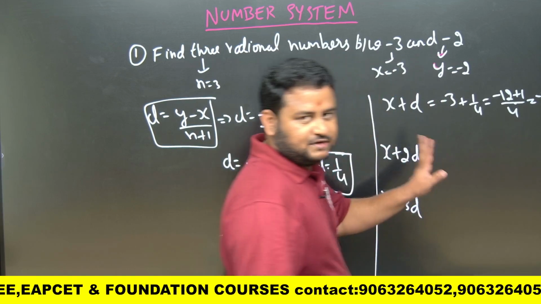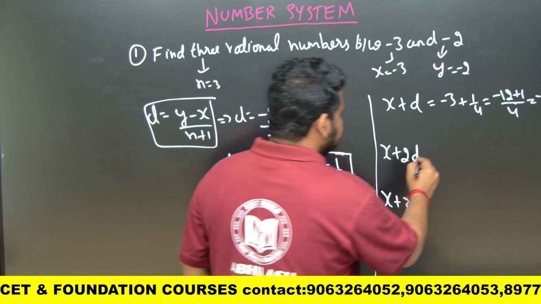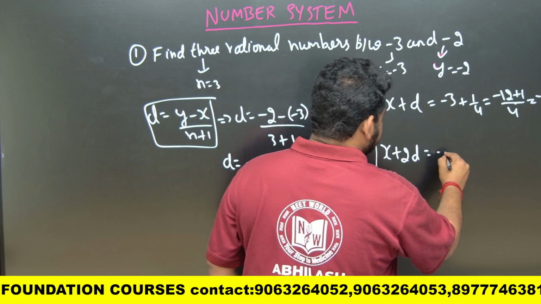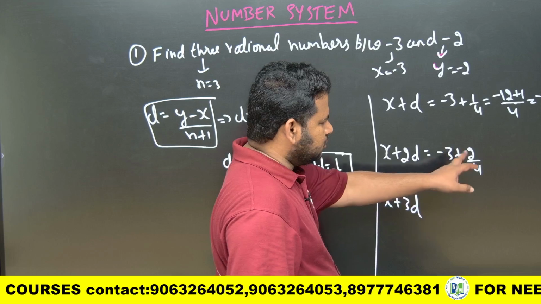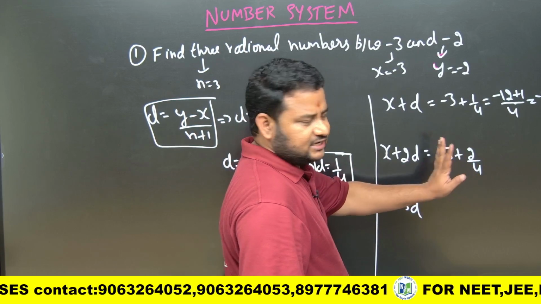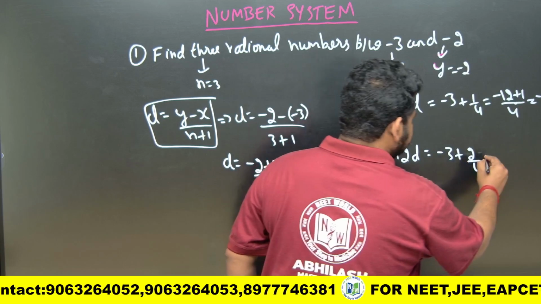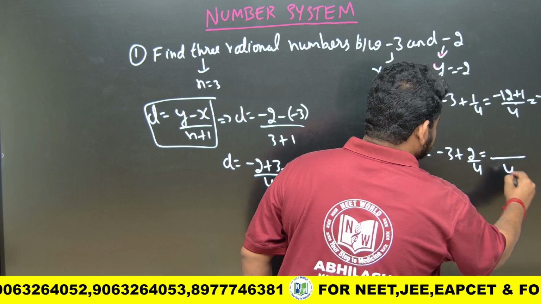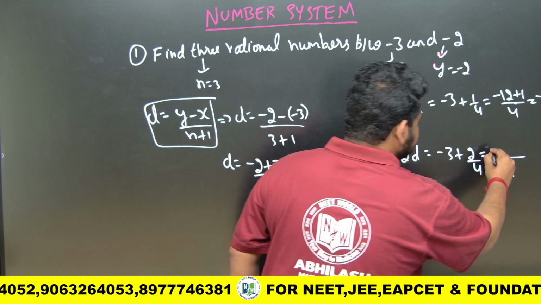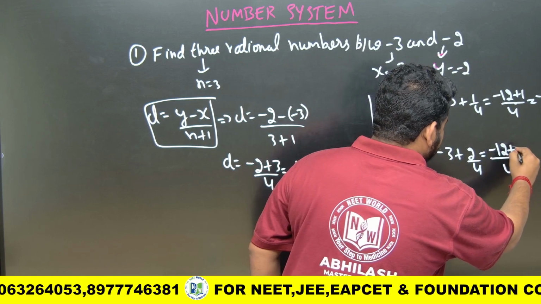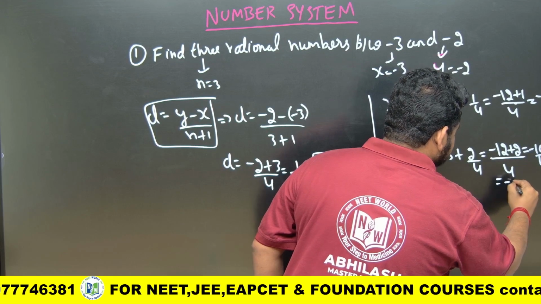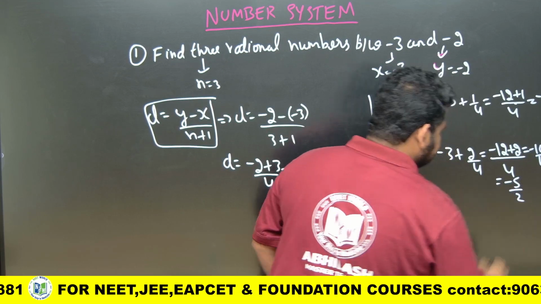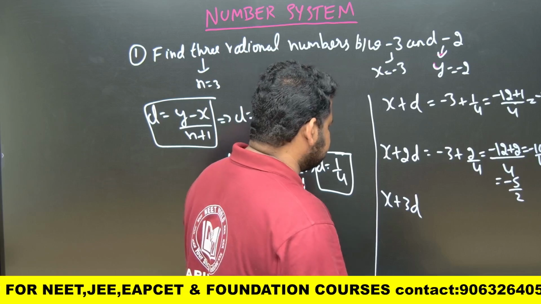-11 by 4. Now when it comes to x plus 2d, this is -3 plus 2 by 4. 2d means 2 into 1 by 4, that is 2 by 4. Don't cancel it like this, in the end you can cancel. So here LCM will be 4 itself. So 4 3s are 12, -12 plus 2, this will be equal to -10 by 4. If I cancel this, I will get it as 2 5s are 10, 2 2s are 4, so I will get -5 by 2.